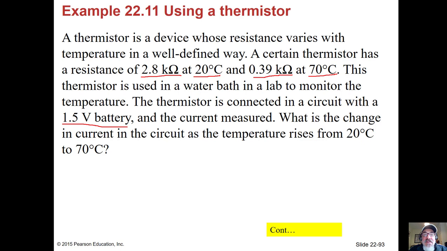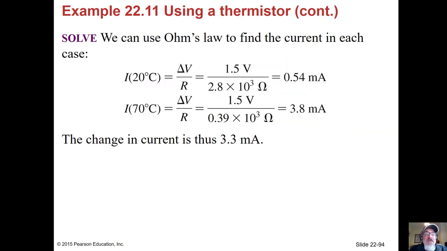Okay, so this is a specialized device. The temperature is going up, but the resistance is going down. So it's a specially made device. It's kind of opposite of what we've been talking about with the temperature and resistance having different values. So this is a specially made, unique device. Okay, we can figure out the current at this temperature. So delta V over R, using the formula that we had before, 0.54 milliamps. At 70 degrees, we've got more current, 3.8 milliamps, same formula. So the difference in current then would be 3.3 milliamps.